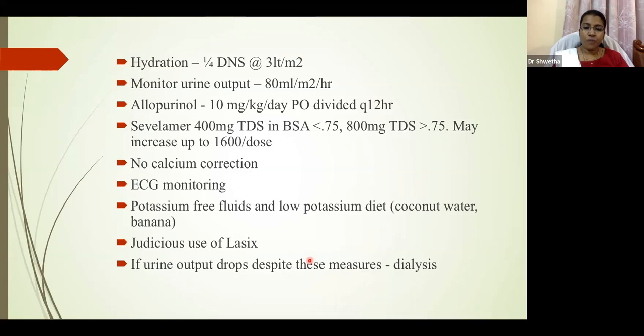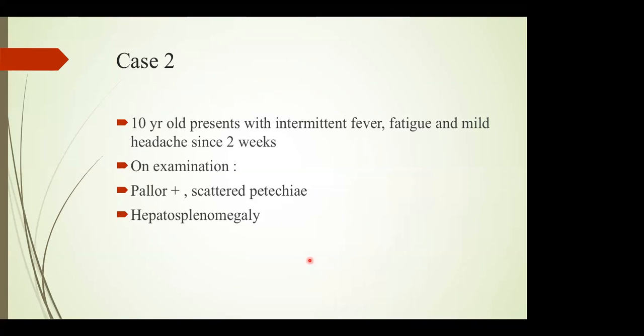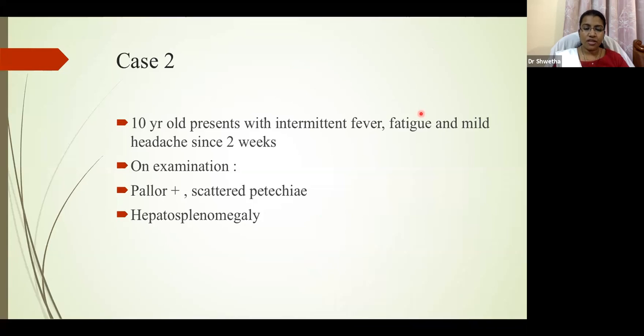If the urine output drops despite these measures of hydration and Lasix, the patient may need to be taken up for dialysis. So going on to case 2, we have a 10-year-old patient who presents with intermittent fever, fatigue, mild headache since 2 weeks. So on examination, he has pallor, scattered petechiae, and hepatosplenomegaly. So fever, fatigue, pallor, petechiae, and hepatosplenomegaly is definitely indicative of leukemia.